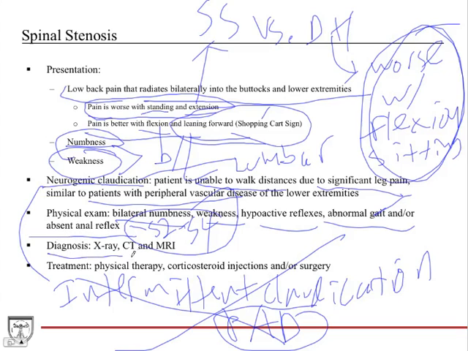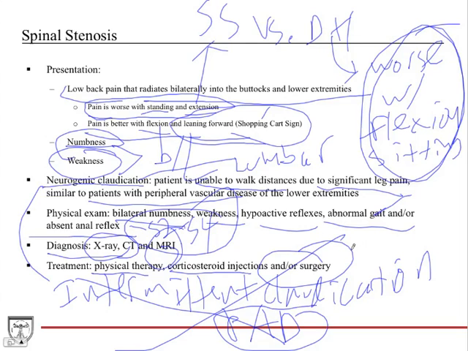How do you diagnose it? You have X-ray and CT, which look at the bones. MRI looks at the discs, the spinal cord, the spinal nerves. MRI is what's going to really give you the best confirmation on diagnosis. How do you treat this? Physical therapy, corticosteroid injections, and or surgery, okay?